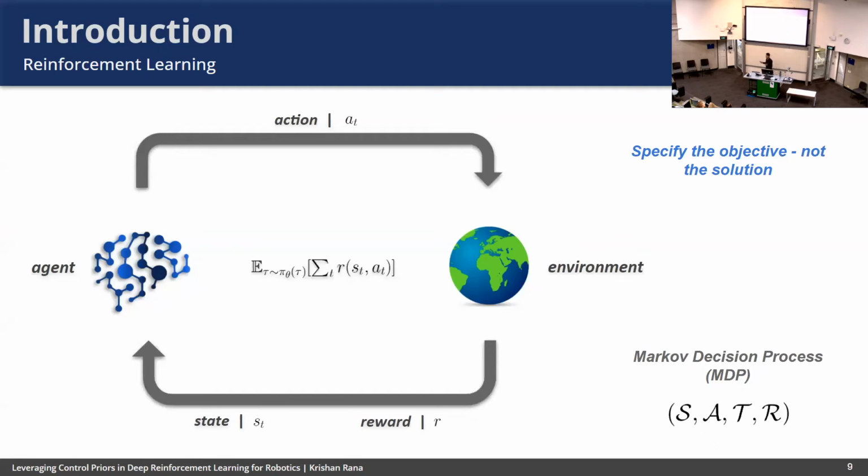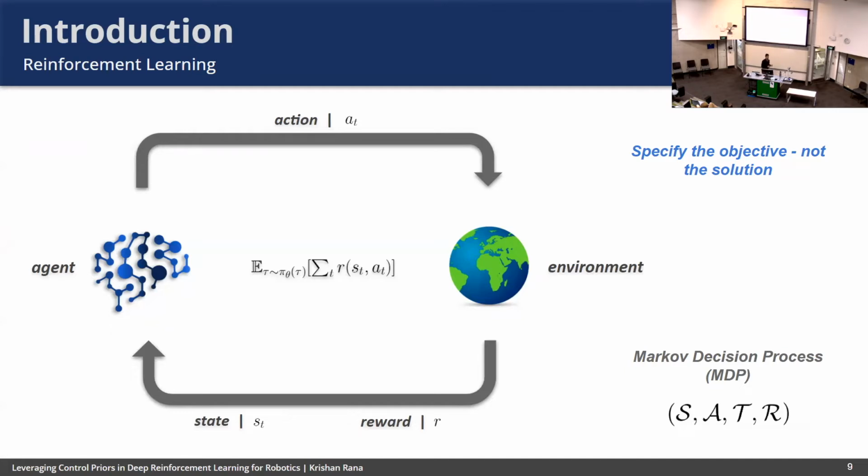So what is reinforcement learning? More formally, reinforcement learning is a trial and error control approach, right? It allows us to directly interact with the environment, gain feedback from the environment, and then optimize our control objective.